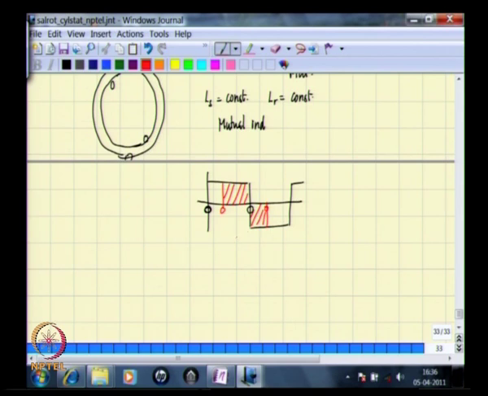We got an expression for the mutual inductance that was linear with respect to the rotor angle, and one could have drawn the sketch of variation of mutual inductance with respect to angle, and you would have got a linear variation. Next, we looked at the case of cylindrical stator and salient pole rotor.